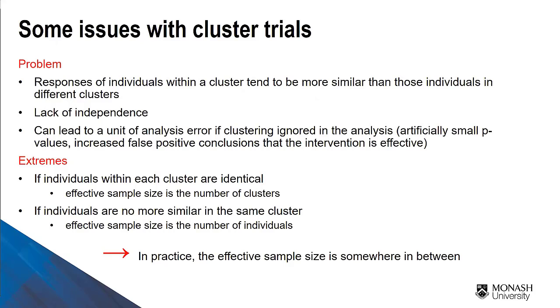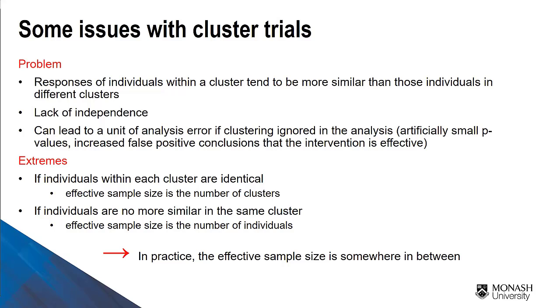So what are some of the issues with cluster trials? Well, the issue is that the responses of individuals within a cluster tend to be more similar than those of individuals in different clusters. And so there's this lack of independence in observations. Most of our statistical methods assume independence in observations. So this can lead to a unit of analysis error if we don't adjust for this clustering, or this correlation that's occurring within the cluster.